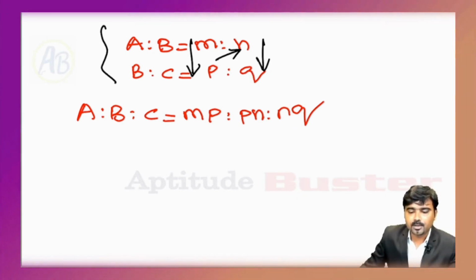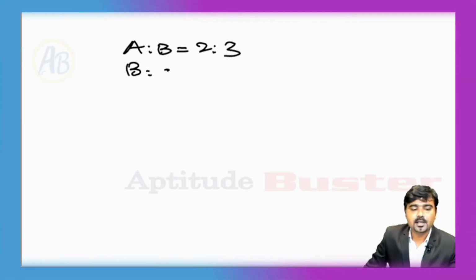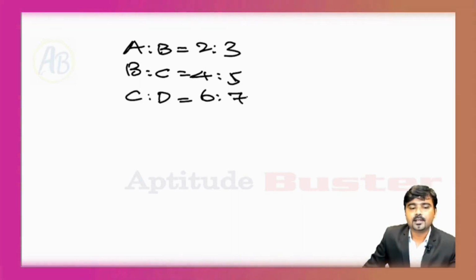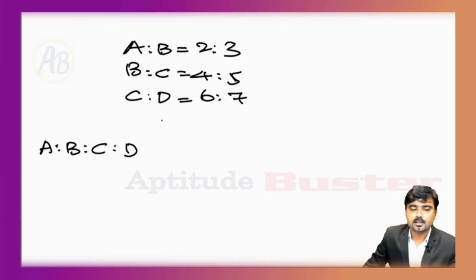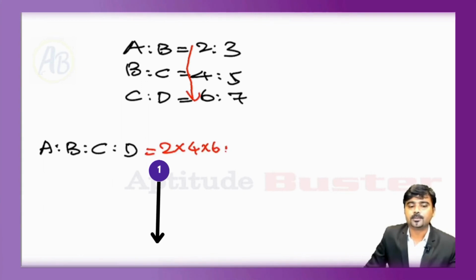If they give you questions like A is to B is equal to 2 is to 3 and B is to C is equal to 4 is to 5 and C is to D is equal to 6 is to 7, then how can you write A is to B is to C is to D? It's a very simple way you can find out the answer. Multiply these three values together. That means 2 into 4 into 6, that is A ratio.